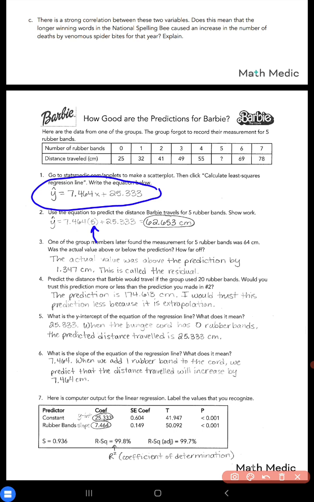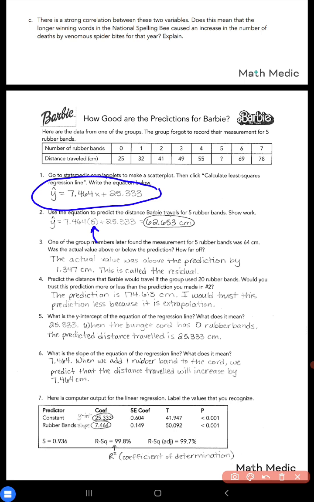So then on question number 3, let's say that later on you actually decide, hey, I want to use 5 rubber bands, actually do this experiment, have Barbie bungee jump off the side of a table, and see how far she goes. And then you realize that she actually traveled 64 centimeters.